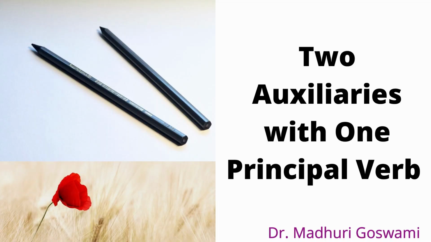Now, let's take up the second rule about the use of verb in which we find common mistake, and that is the use of two auxiliary verbs with one principal or main verb. क्या एक प्रिंसिपल वर्ब और मेन वर्ब के साथ दो ऑक्सिलरी वर्ब्स का प्रयोग किया जा सकता है? The answer is yes, but in some conditions. Okay, let me tell you this in detail.